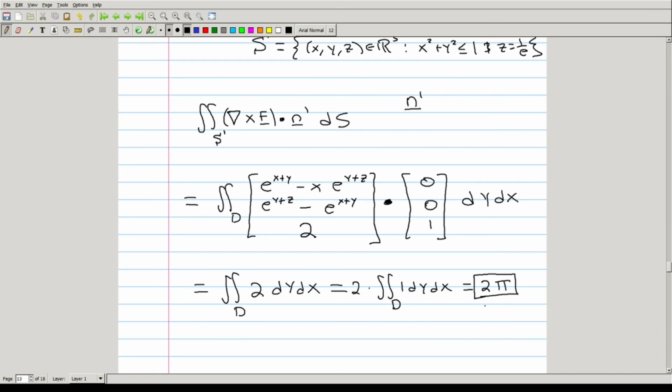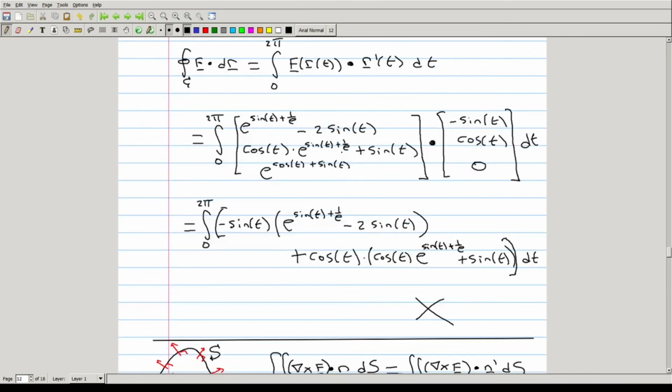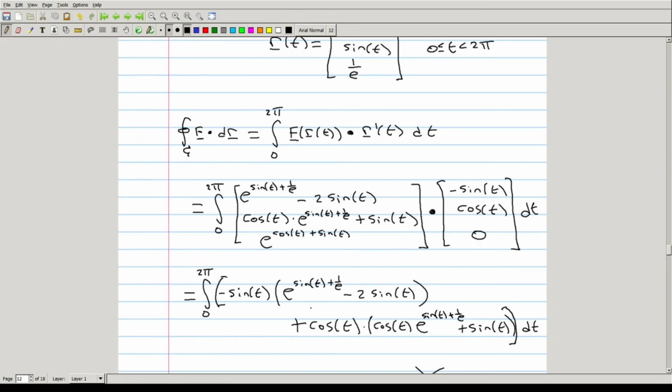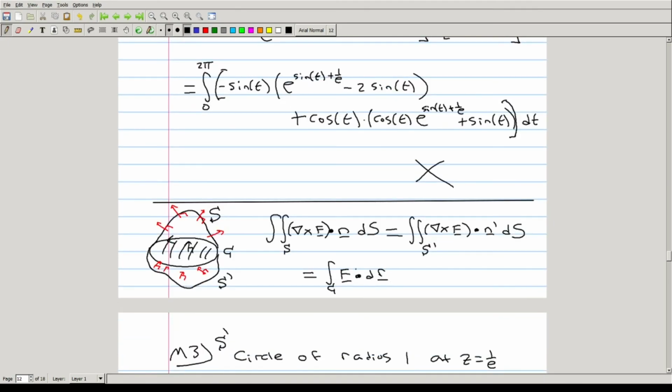So this is a really good example to show how to correctly use this idea of Stokes theorem, even in the case sometimes of having a very complicated double integral or a complicated single integral when you go through to do the line integral.